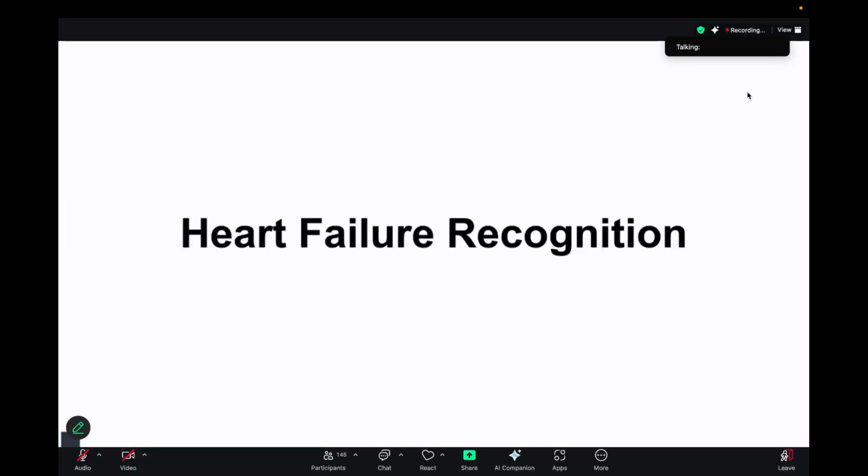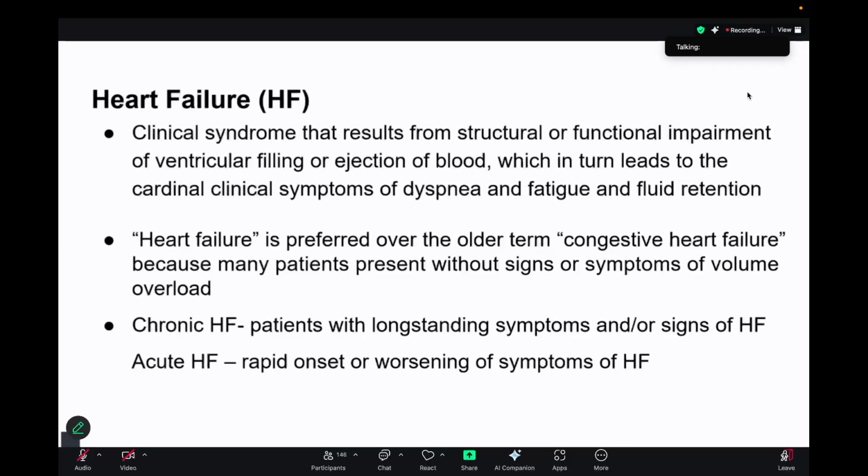Heart failure recognition. Heart failure is a clinical syndrome that results from structural or functional impairment of ventricular filling or the ejection of blood, which in turn leads to cardinal clinical symptoms of dyspnea, fatigue, and fluid retention.